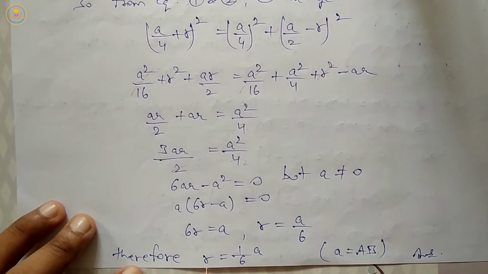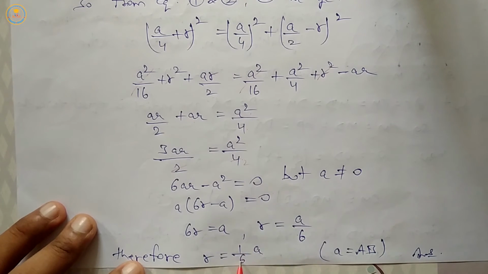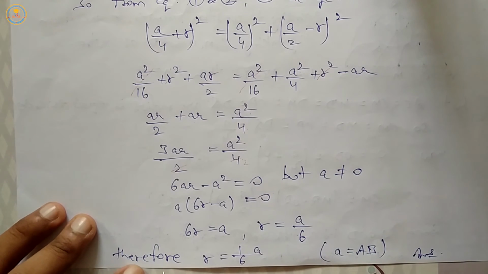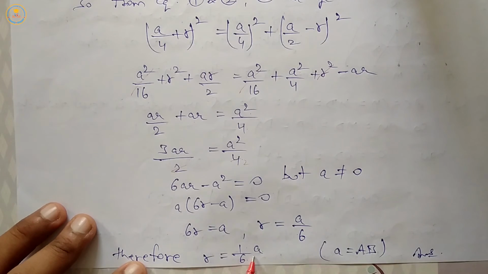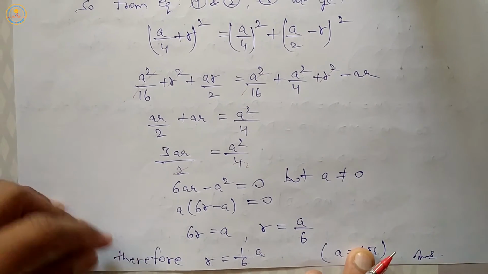Therefore we can say that radius equals 1 by 6 of a, and a equals AB, so the radius also equals 1 by 6 of AB. R equals 1 by 6 of AB, because a is replaced by AB, and the question condition is complete.